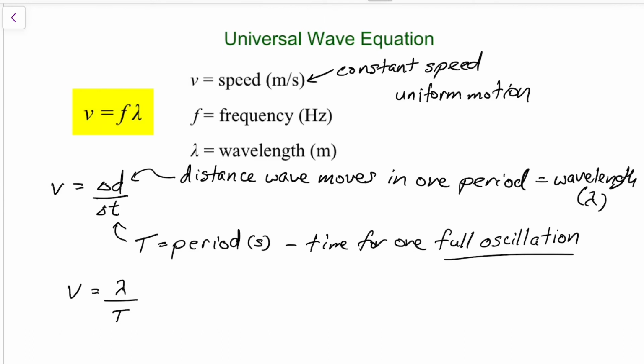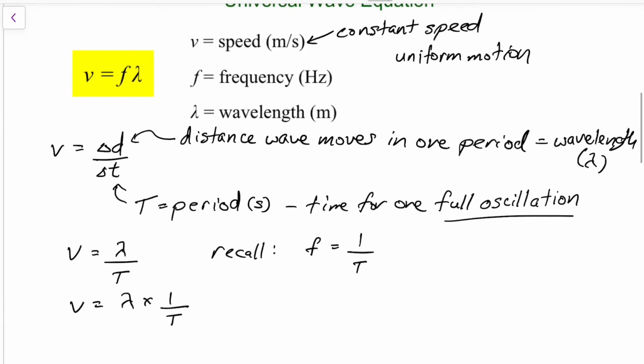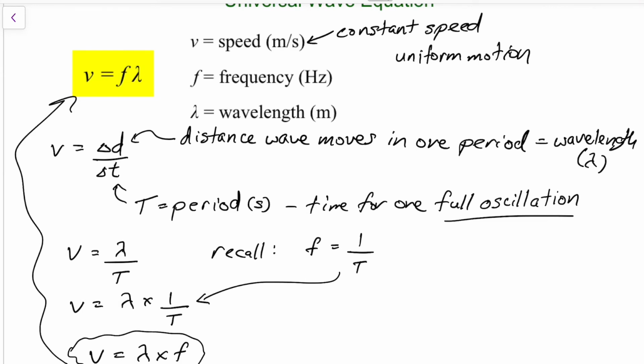But that's not what it says up there. It says frequency times wavelength. But we remember that frequency is the reciprocal of period, or period is the reciprocal of frequency. And we can write the above expression like this. Instead of dividing by period, we can multiply by 1 over period. And then remember, 1 over period, that is frequency. So then you get wavelength times frequency. And basically, that is your universal wave equation. Speed equals frequency times wavelength.